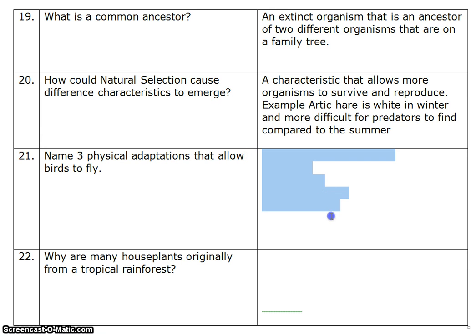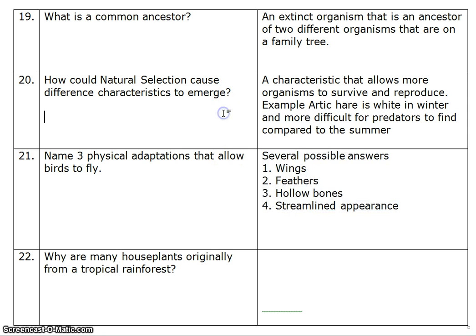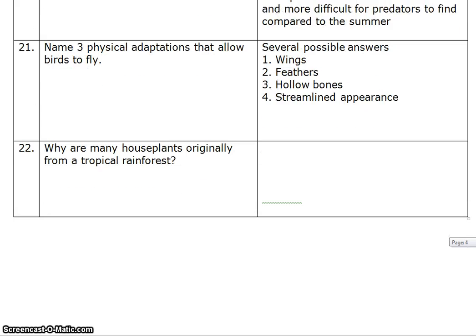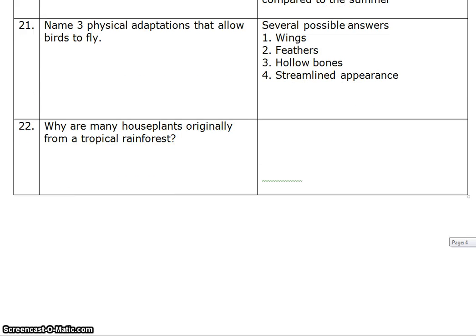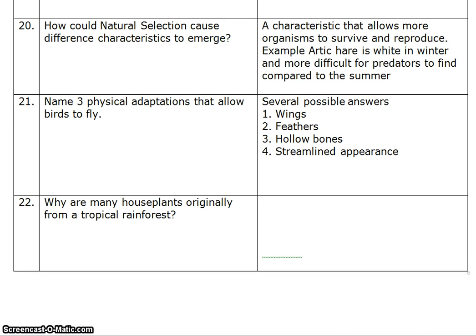All right, physical adaptations that allow birds to flight. Those are called adaptations of flight. We talked about these. Wings, feathers, hollow bones, streamlined appearance. Those of you that know about cars know what that is. And the last question, why are many houseplants originally from a tropical rainforest? We also talked about this.